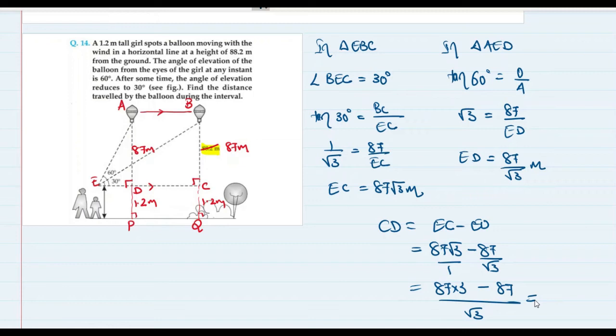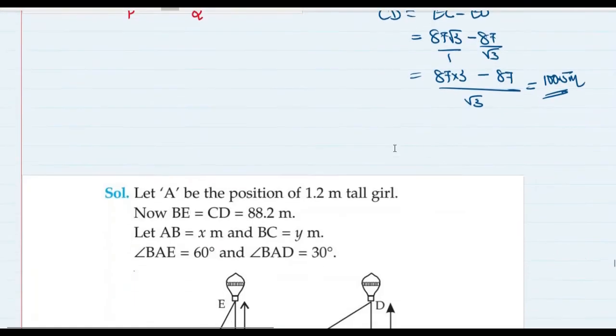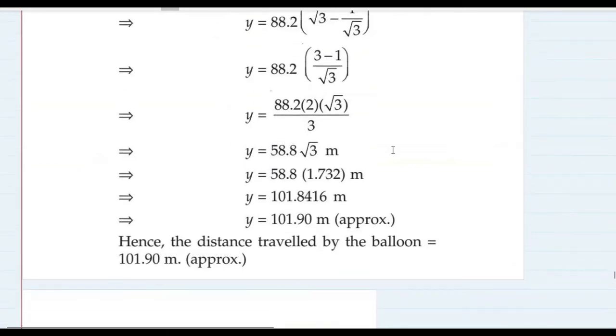That is divided by 1.732. It gives approximately 100.5 meters. So 100.5 meters is the distance traveled by the balloon during this time interval, that is from A to B or C to D. The distance is 100.5 meters. Okay, so let's check the answer. Okay, so they are getting 101.9, which is little bit different from our answer.